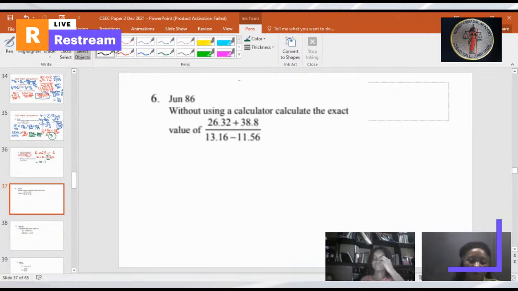So let's work out the top. So we have 26.32. Oh, Miss, John is back. All right, come John. No, you're not using a calculator. 26.32. Okay, miss, 26 plus 32 is 38.80, 38.8.